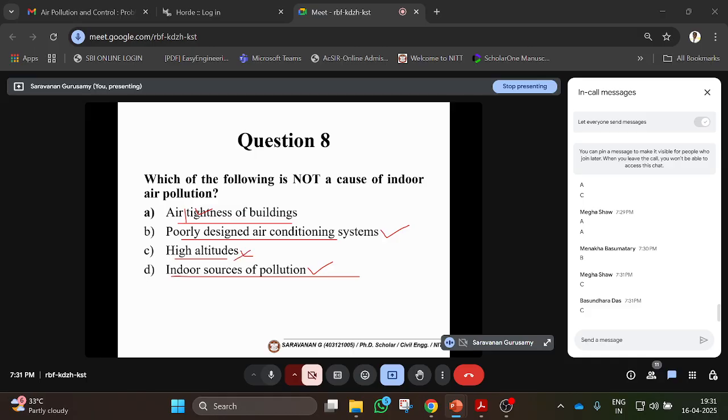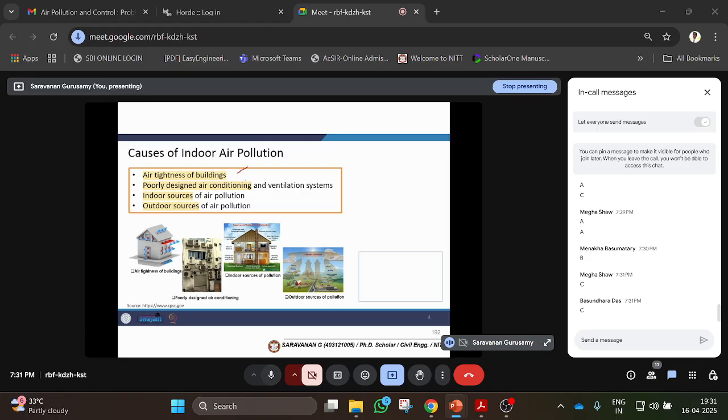High altitude is not a source, because the height has no impact on indoor air quality. But outdoor air quality will vary with height, right? So answer C is correct. Outdoor source of pollution is also a source for indoor air pollution. If they give this option, that is also correct. Outdoor sources may come inside and create indoor air pollution.